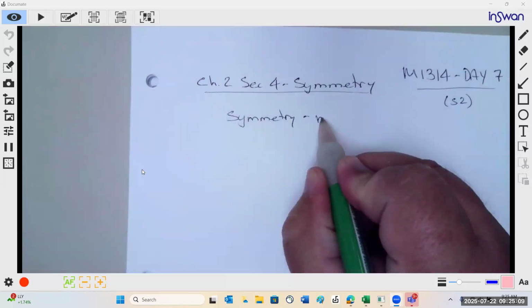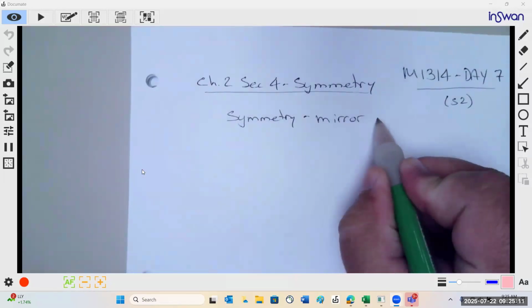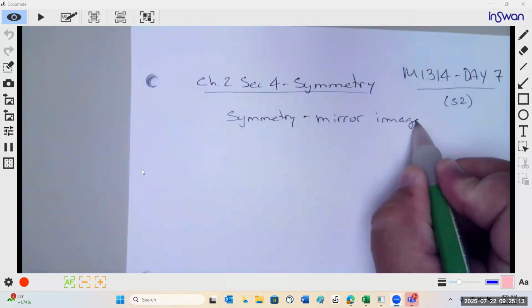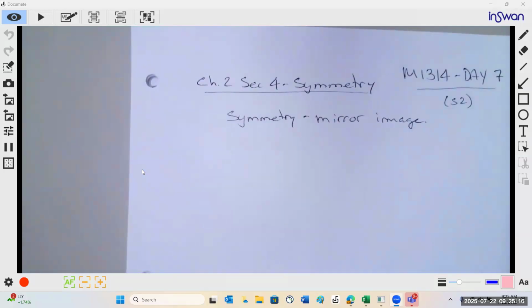Symmetry simply means mirror image. If something is symmetric, that means it's equal on both sides. If you look at a picture on a smooth lake, whatever's on top of that lake reflects on the bottom, that's symmetric. That's symmetry. We have three forms of symmetry.